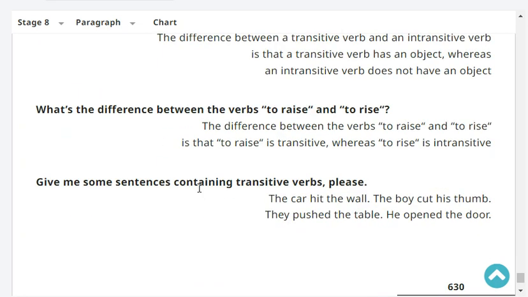What's the difference between the verbs to raise and to rise? The difference between the verbs to raise and to rise is that to raise is transitive, whereas to rise is intransitive.